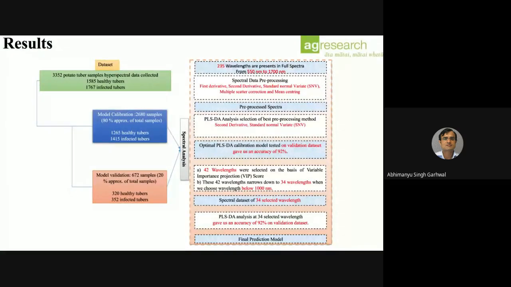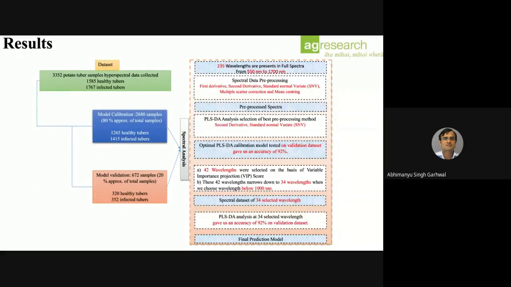So we applied all different kinds of pre-processing, and we identified the best process. After that, with the pre-processed spectra, we did analysis using PLSDA, and we tried different combinations. From those different combinations, we can see that it gives an accuracy of 92%.